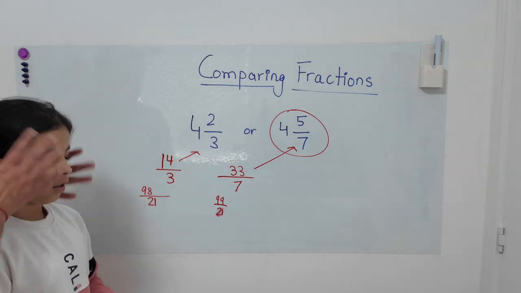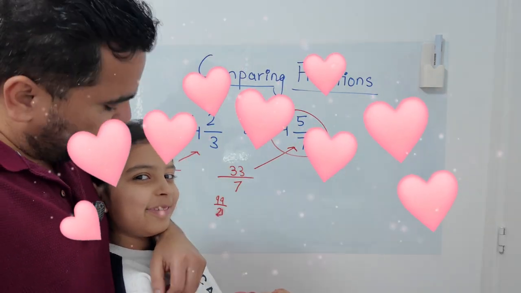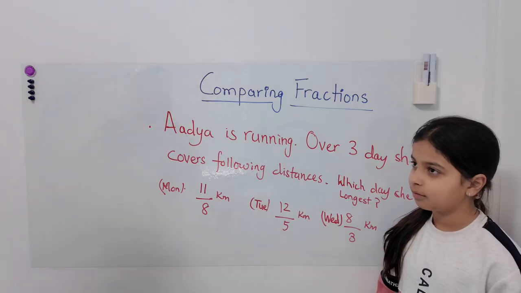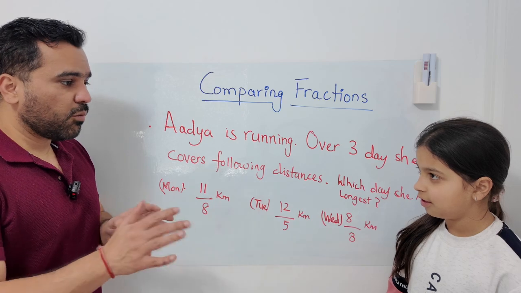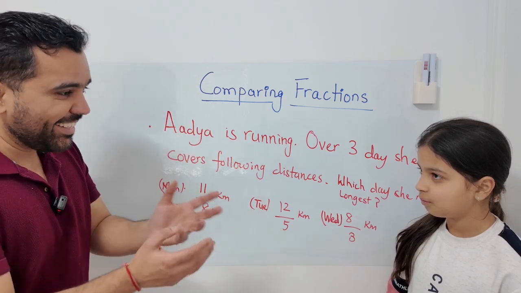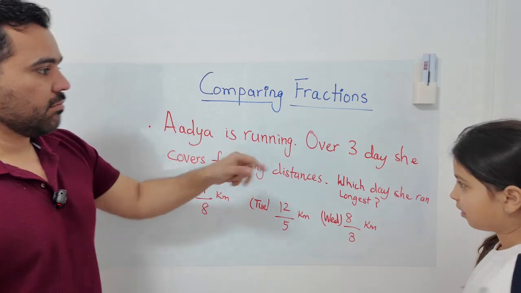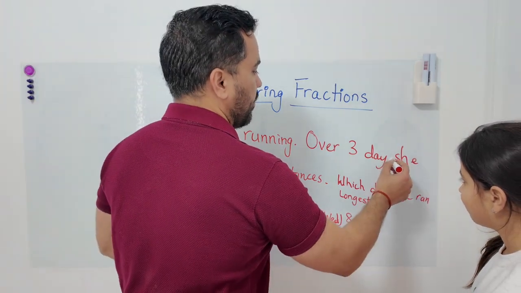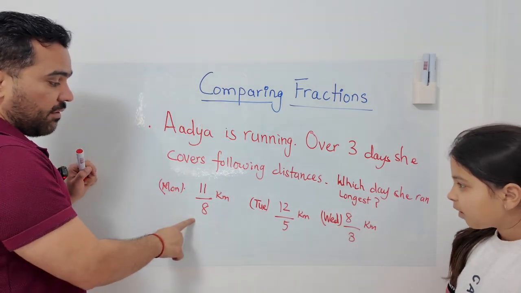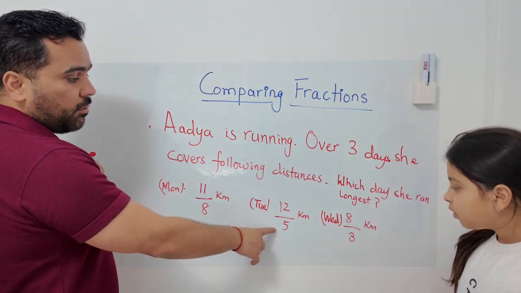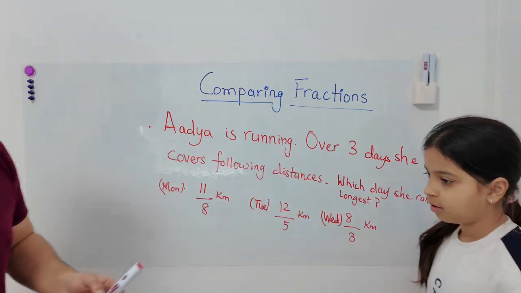So this is how we compare fractions with mixed numbers. Good. Let's do one more question. Aradhya is running over 3 days. She covers the following distances: 11/8 of a kilometer, 12/5 kilometer, 8/3 kilometer. Which day did she run longest?